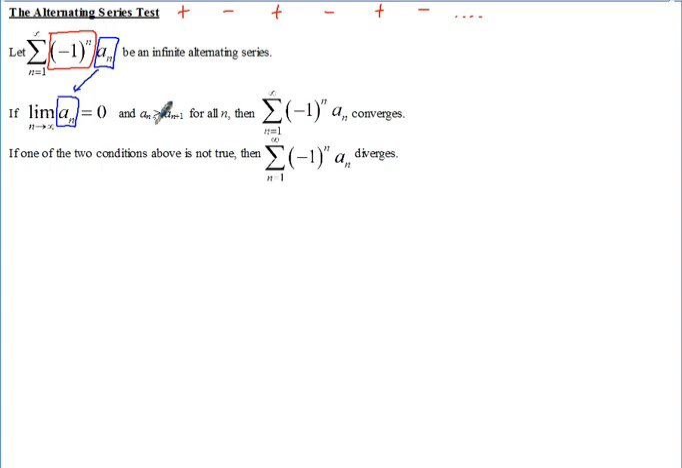And what this is saying is a sub n is greater than a sub n plus 1 for all n. In other words, a sub 3 would be greater than a sub 4. So each term is greater than the term after it. In other words, the terms in size keep getting smaller, regardless of the positive or negative.